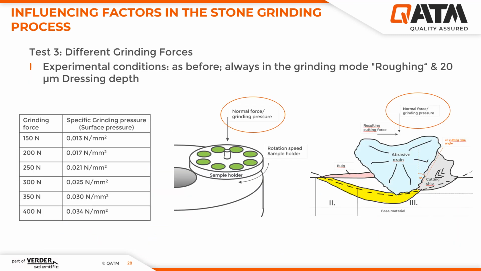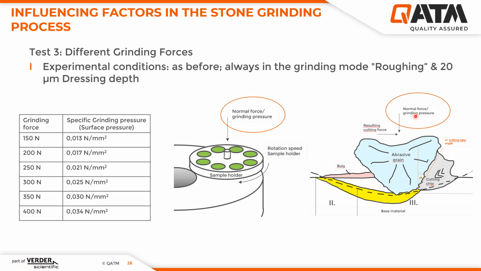In the last two experiments, we focused on the parameters that you are probably most familiar with. In the third experiment, I tested different grinding forces and measured their impact in the grinding process. The experiment conditions were the same as before, but I always worked in the roughing mode and chose a dressing depth of 20 micron. The grinding force is the force in the process in which the sample holder is pressed on the grinding stone and the grinding grain penetrates the base material.